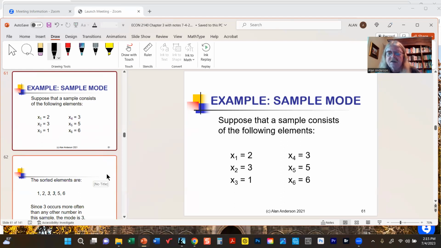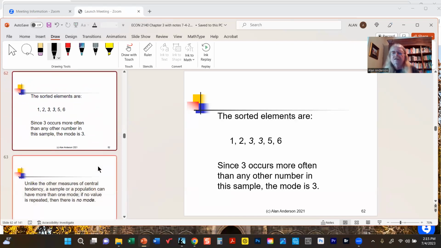Not that it's absolutely necessary, but it will be easier to see which values are repeated the most often, especially if we have a larger data set. So we'll do that here. And you can see there's only one value that's repeated, and that's the 3. And so therefore the mode of the sample is 3. And that's all there is to it.